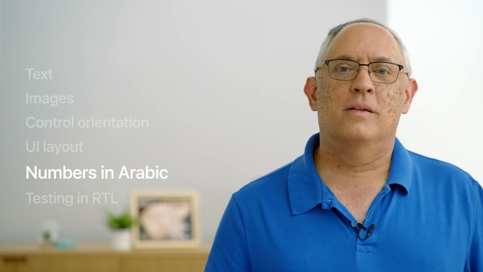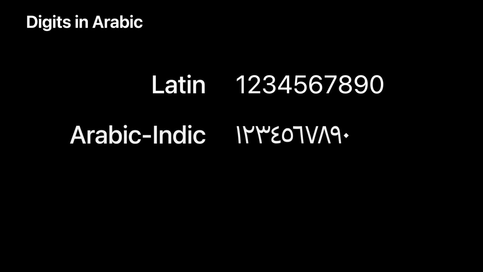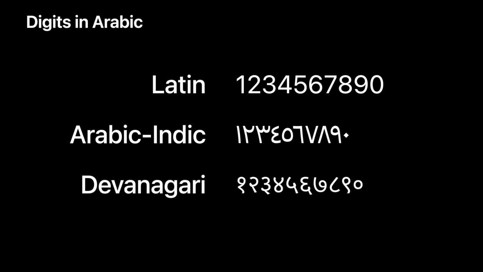Before we wrap up, let's take a look at one more important issue, and that's how to display numbers. It's not strictly a right-to-left issue, but for many developers, Arabic is the first language they'll localize for that uses different digit characters than the ones used in English. Here's what those digits look like. There are lots of different naming conventions for the digits, but I'll call the ones used with most European languages Latin digits, and the ones used with Arabic Indic digits. There are other languages that have their own digits.